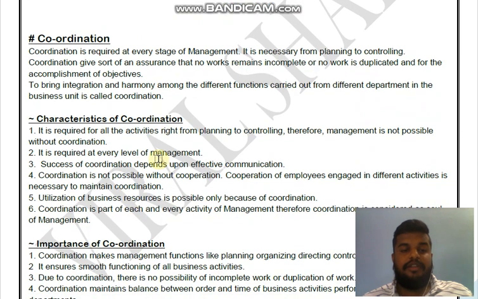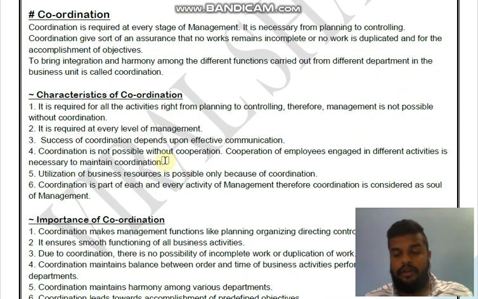Next we will be coming to coordination. It is an important topic from the examination point of view. Coordination.